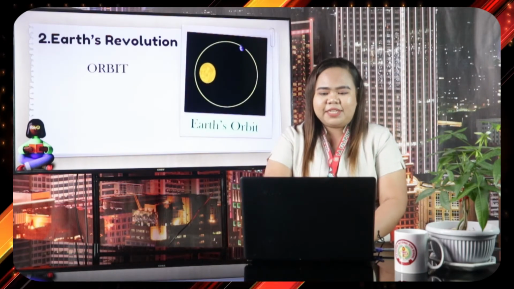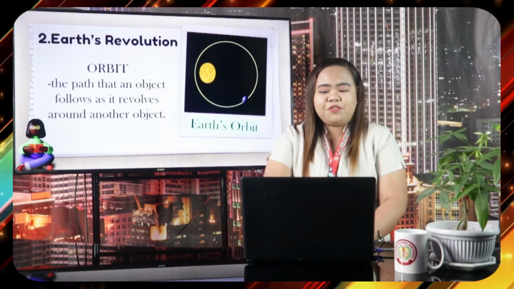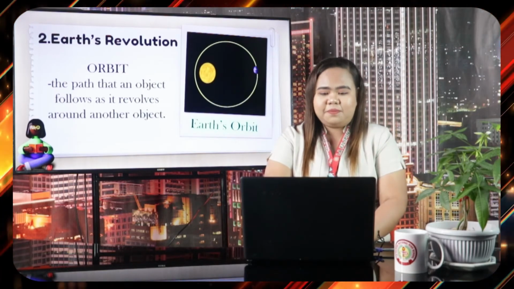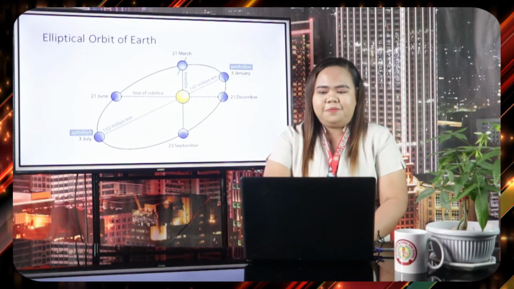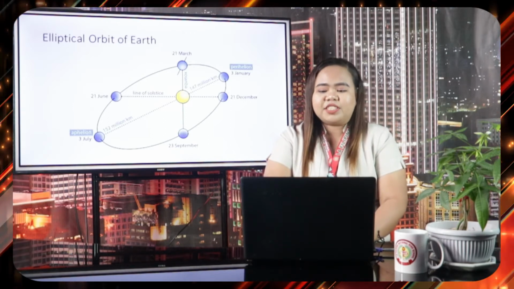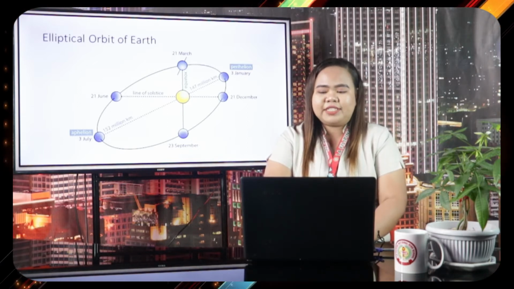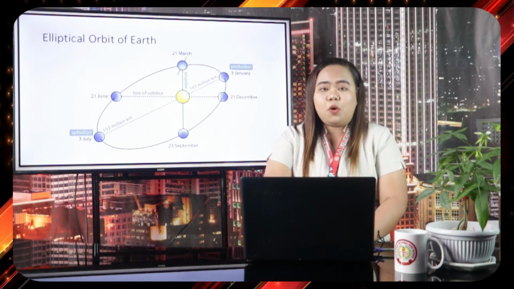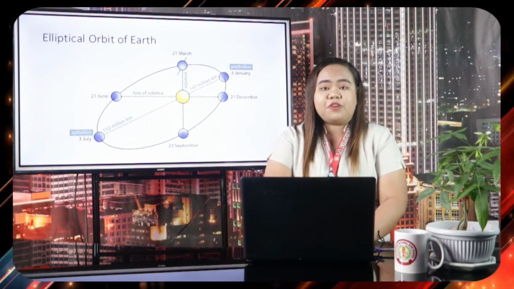What is an orbit? An orbit is the path that an object follows as it revolves around another object. Earth's orbit is not a perfect circle. It is elliptical or slightly oval shaped. This means that there is one point in the orbit where Earth is closest to the Sun and another where Earth is farthest from the Sun.